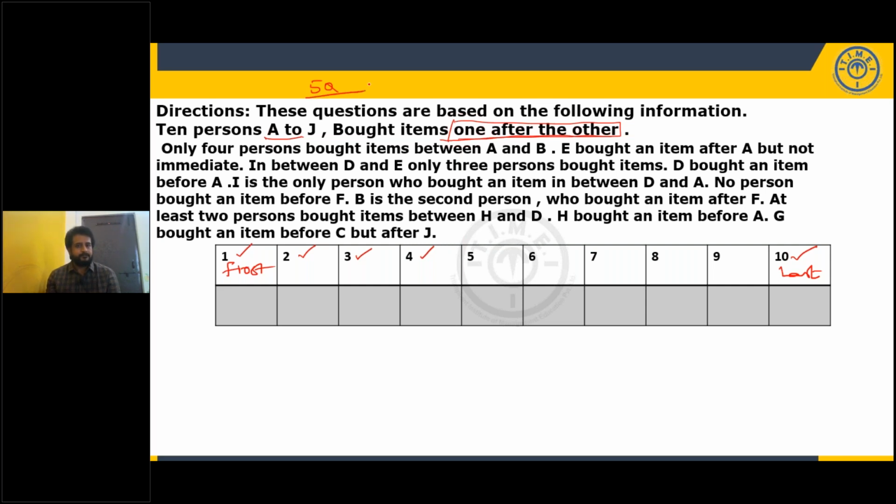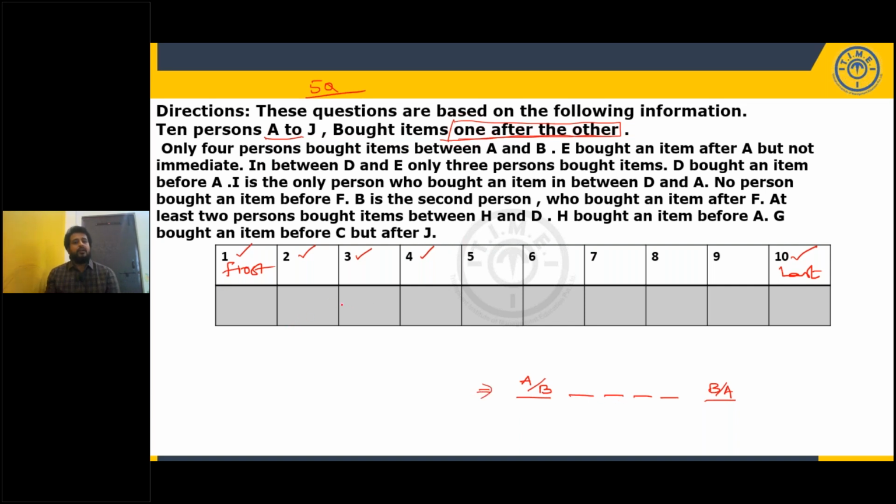Let's see the first clue: only 4 persons bought items between A and B. So A or B, 1, 2, 3, 4, B or A. Why am I writing like this? Because among these two, who bought the item first, we don't know. But between these two, there are 4 persons. This is the first point that we need to note down. And where can I fix this?